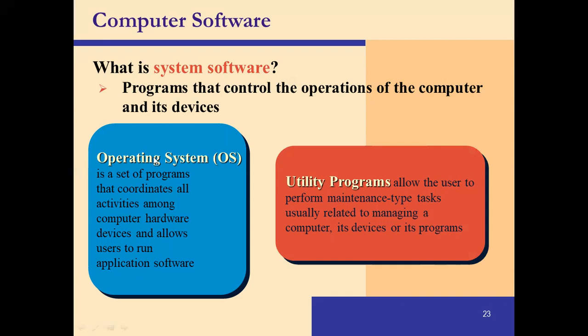There are two types of system software: operating system and utility programs. An operating system is a set of programs that coordinate all activity among the computer hardware devices and allow the user to run application software. So basically an operating system is software that allows us to use the computer. I'm using Windows as an operating system so that I can use application software, that is Microsoft PowerPoint, where I'm showing you my slides right now.